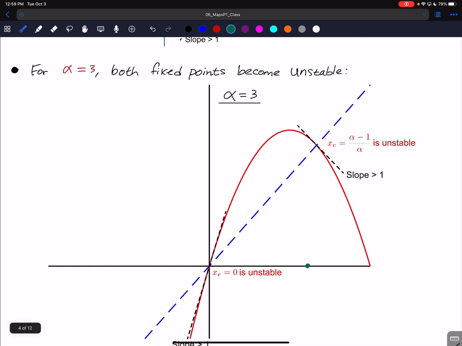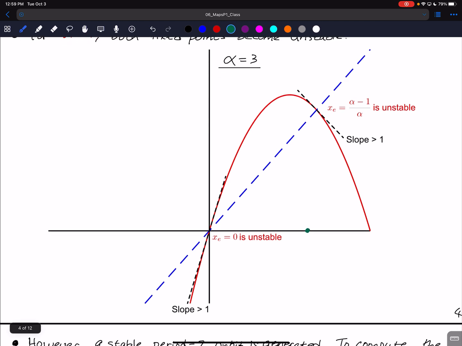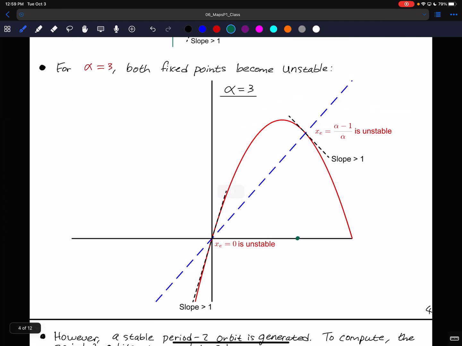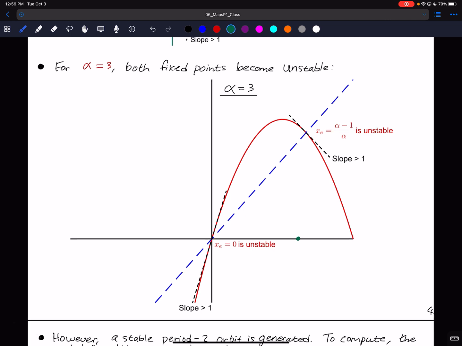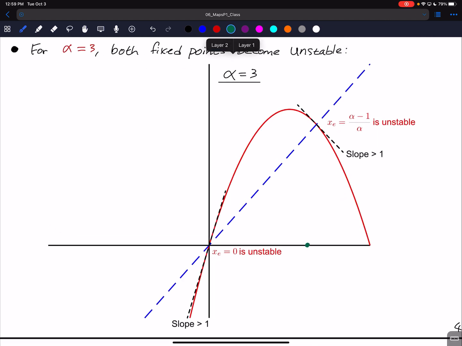Okay, so if we go to alpha equals 3, we will end up finding that both fixed points become unstable. And we can show this with a few different iterations or initial conditions. Let me move this to layer 2. If we choose a point here, let me go a little bit closer to 0. We end up somewhere there. That's our second iterate. And again, we're going to hit this 45-degree line, and then we're just going to go away from that fixed point.